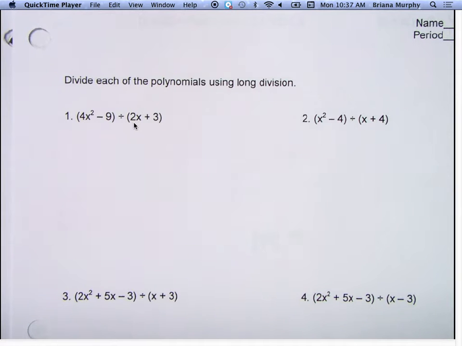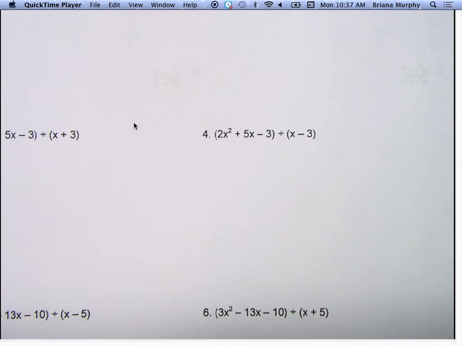Oblique asymptote. So we can find our oblique asymptote. We have to divide polynomials to do this. Okay, so let's not start with number 1. Let's start with number 4, and we'll go back.